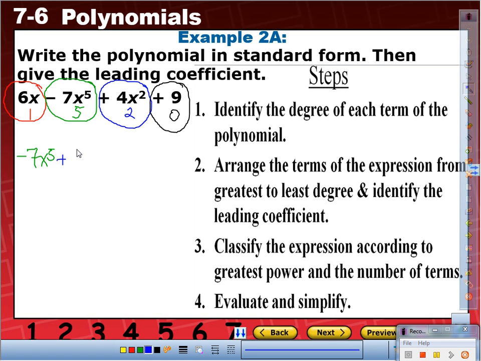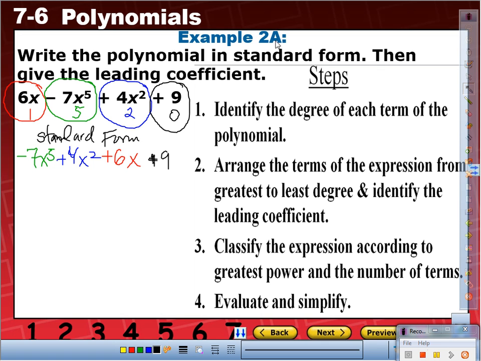2, which is positive 4x squared. Are we there so far? The next one up would be what? 1, which is what? Positive 6x. And what would be the smallest degree? This one, which is plus 9. This is called standard form. Are we there so far?